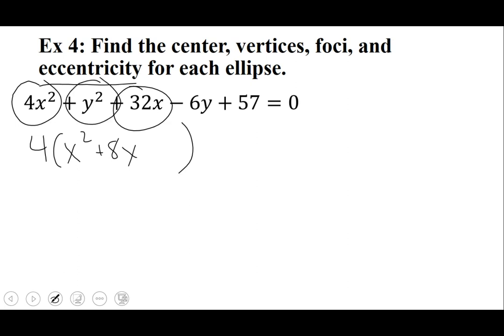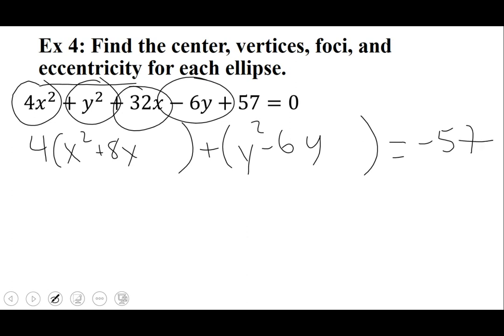Then I'm going to locate my y terms. In this case, I don't have to factor anything out because it's just a positive 1y squared minus 6y. I'm going to leave a little space, and then I'm going to move the constant to the right side. So again, we have to complete the square. Please make sure you understand why I've set this up the way that I have.